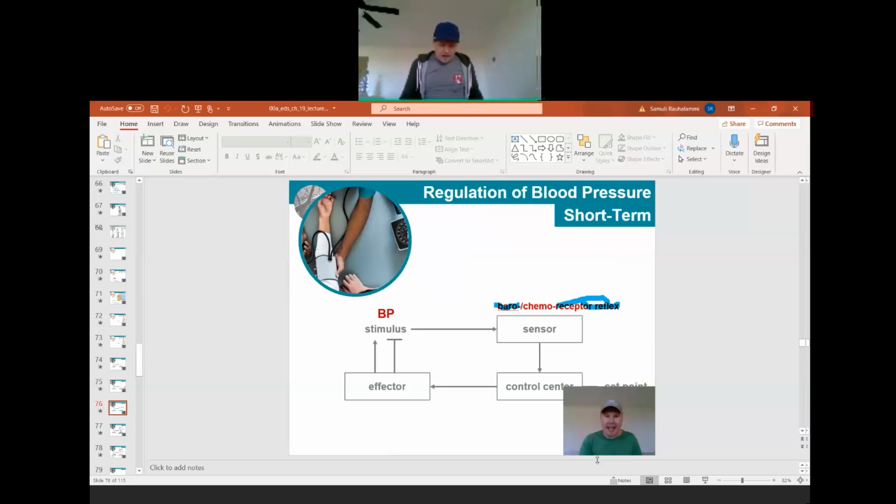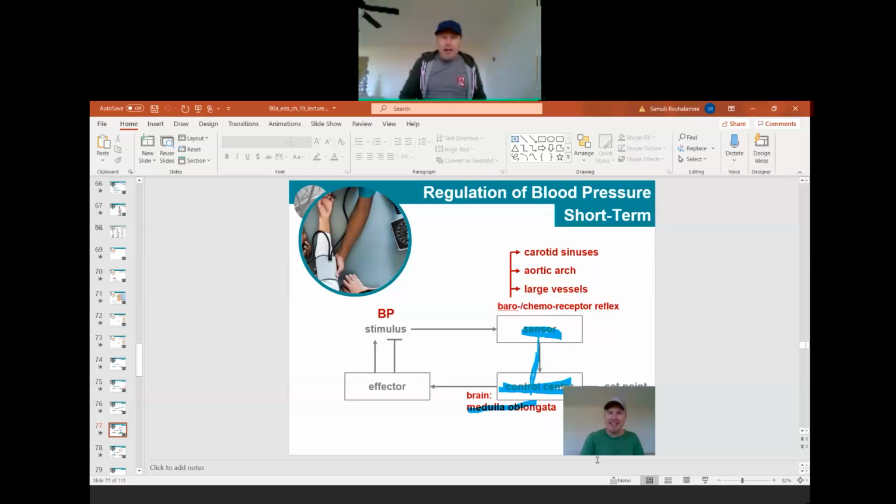And what these are various receptors at different parts of your body. For example, at the carotid sinuses, on those dilated areas, for example, where the common carotid vessel divides in the neck, in aortic arch. So on the arch of aorta, we have also receptors there, and in various large vessels. Well, what happens then? We notice that there's a change. The message gets passed to the control center, which was our brain, and within the brain, particularly the medulla. So medulla oblongata, that structure, that blob in the brainstem.